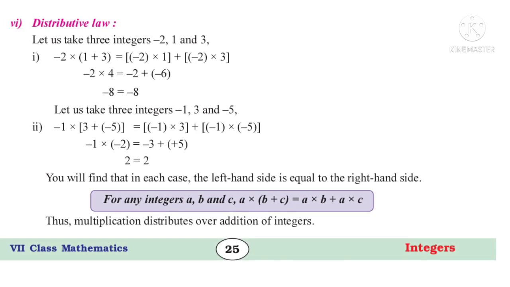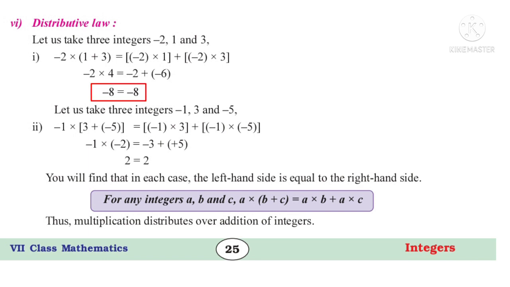Sixth property, distributive property. Let us take 3 integers: minus 2, 1 and 3. Minus 2 into 1 plus 3 is equal to, here minus 2 is distributed to 1 and 3 as minus 2 into 1 plus minus 2 into 3. On the left hand side, minus 2 into 1 plus 3 becomes 4. On the right hand side, minus 2 into 1 is minus 2, minus 2 into 3 is minus 6. So on the left hand side, minus 2 into 4 is minus 8. On the right hand side, minus 2 plus minus 6 is minus 8.